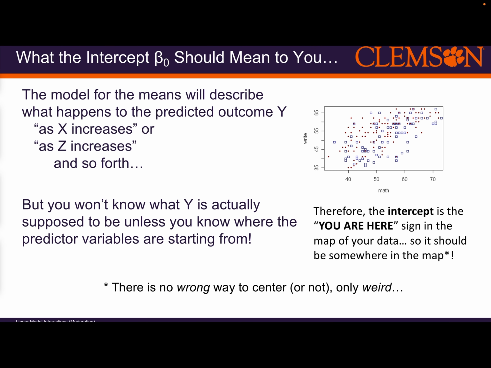Okay, so what the intercept should mean to you. The model for the means will describe what happens to the predicted outcome y as x increases or as z increases. That's our typical way of putting it. But you don't actually know what y is supposed to be unless you know where the predicted values are starting from, right? The intercept itself is the "you are here" sign, so it should be somewhere on the map, right? This is a set of variables. Sometimes if we did not center math score, the intercept would be all the way down here. But if we centered it, let's say at the mean of math, the intercept might be right here.